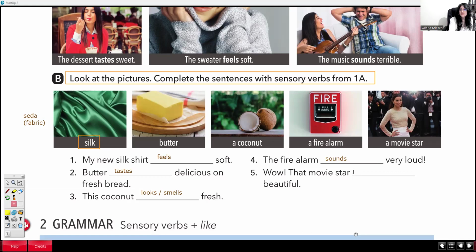Finally, wow, that movie star, beautiful. Looks. Yes. So right, I buy look on the coconut. Yes. All right. So I lost my bet. Yeah. I lost. All right. So yeah, that's the deal now.